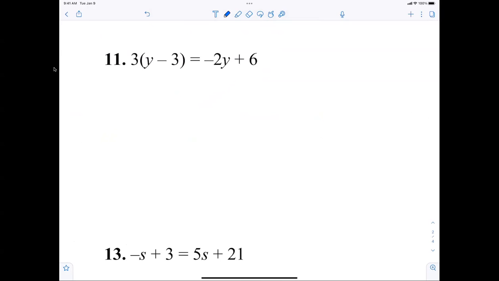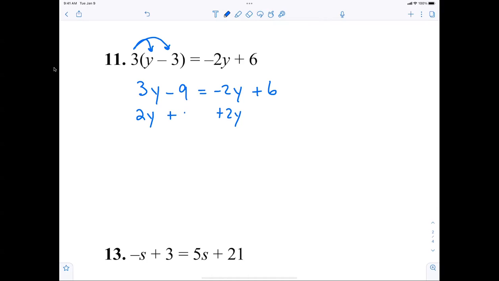Jacob, what do you think I'm going to do on number 11 now? So first, distribute. Yes, very good. Distribute. Would you get 3y minus 9 equals -2y plus 6? Amazing. I'm gonna try keeping the variables on the left. Good. What I'm gonna do is add the 2y to the 3y. Good job so far. And then what? With the numbers, I'm gonna add the 9 to the 6.